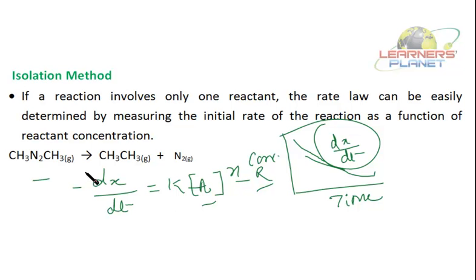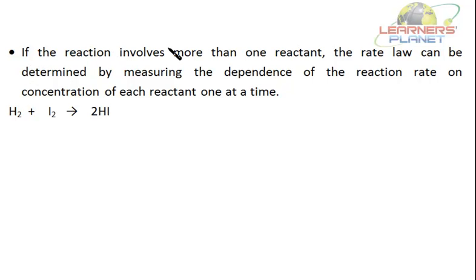Now students, this is the case when only one reactant is available. This is just a method. We have to discuss it briefly. We don't have to go into the details of it. Now what happens if two reactants are present? If one reactant is present, we can easily determine the order. But if the reaction involves more than one reactant, the rate law can be determined by measuring the dependence of the reaction rate on the concentration of each reactant one at a time. So you have to consider one reactant at a time.